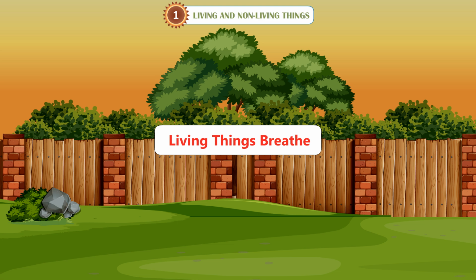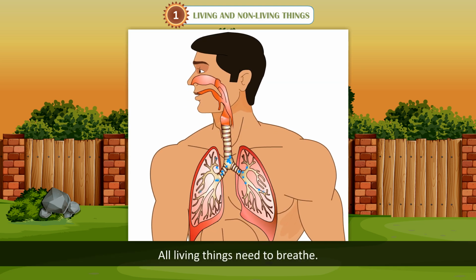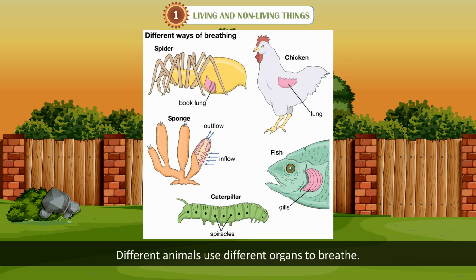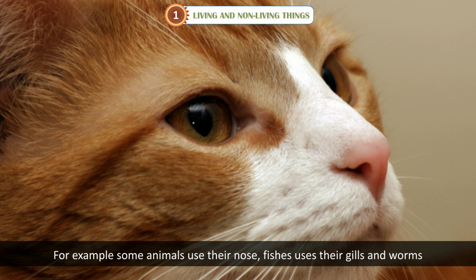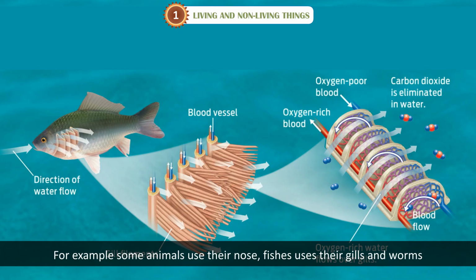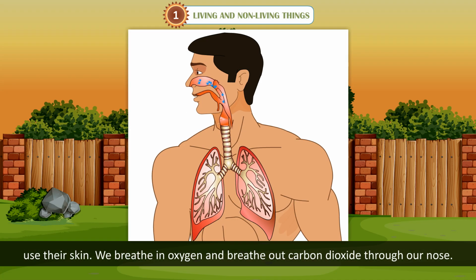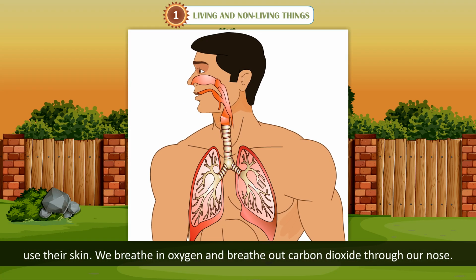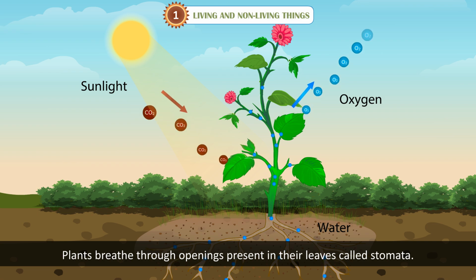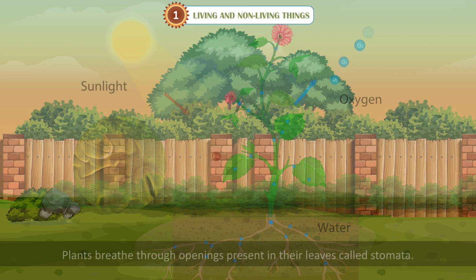Living things breathe. All living things need to breathe. Different animals use different organs to breathe. For example, some animals use their nose, fishes use their gills and worms use their skin. We breathe in oxygen and breathe out carbon dioxide through our nose. Plants breathe through openings present in their leaves called stomata.